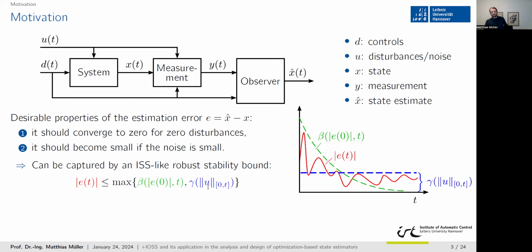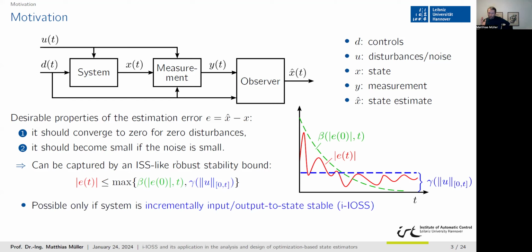Now, why do I say an ISS-like bound and not that the estimation error is actually ISS? Well, because in the end, I want to study general nonlinear observers, in particular optimization-based observers, where the estimate x hat comes from the solution of an optimization problem. So in particular, the error does not follow any given error dynamics, so not a dynamical state space representation. So I cannot say the error system is ISS, but basically the error satisfies this ISS-like bound.